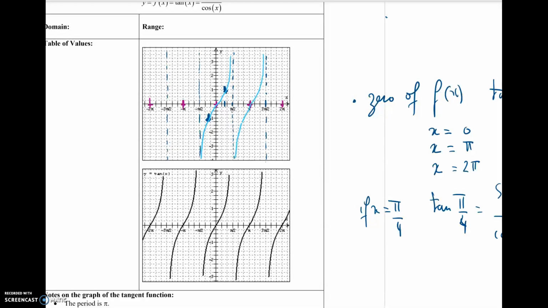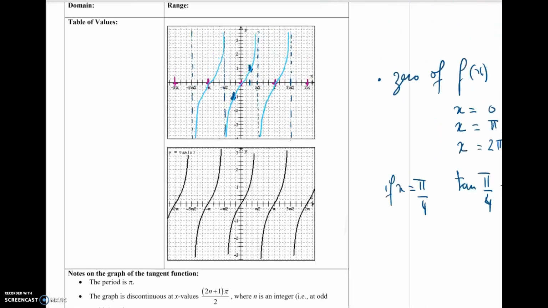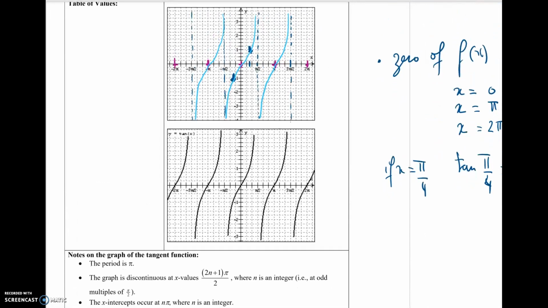Roughly, I can graph my tangent. Okay? So as you can see, it's not very complicated. The period is pi. And when you look at between this point and this point, or any point in between on each graph, you will find a period equal to pi. If you look between this point and this point right here, you will find pi.